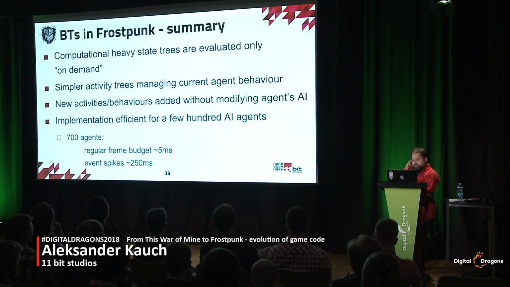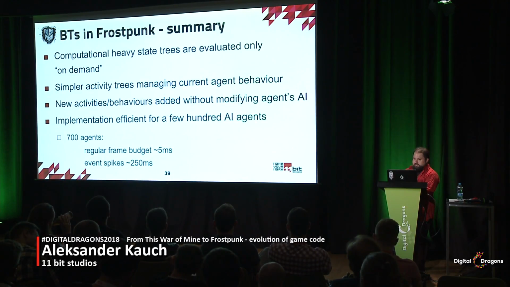What that gave us? Computationally heavy state trees are evaluated only on demand. They are not evaluated every frame tick, which allowed us to use a few hundred AI agents efficiently. For 700 agents, the regular frame budget was 5 milliseconds for activity trees. And we had some event spikes at around 250 milliseconds to compute the behavior trees, the decision trees.